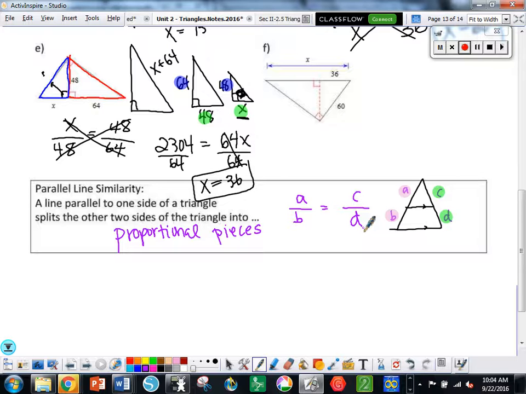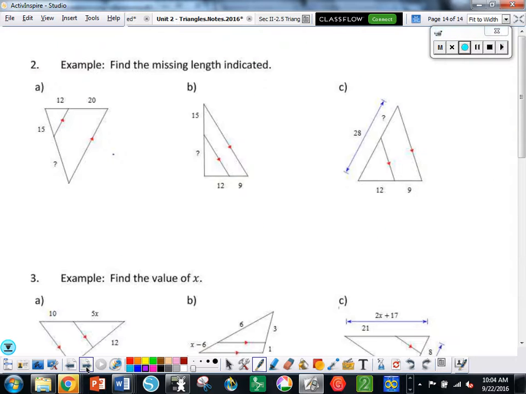Okay, so let's try a few of those. So this works when they're parallel. If they're not parallel, then it's not going to work. And the reason it works is when you have parallel lines, you have corresponding angles, so the two triangles are similar.